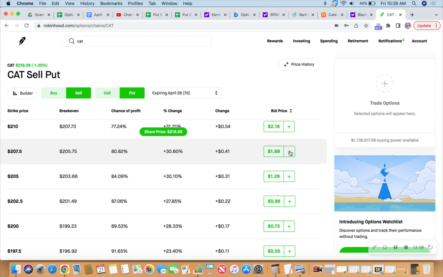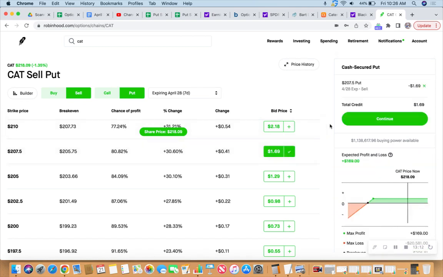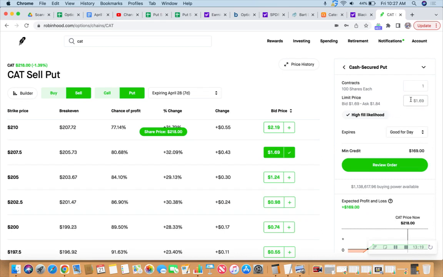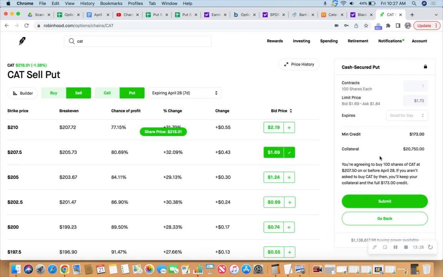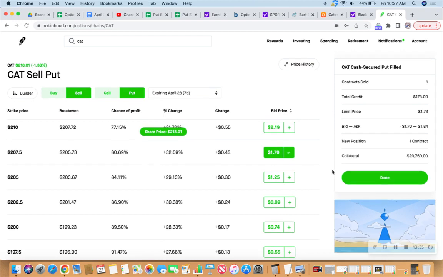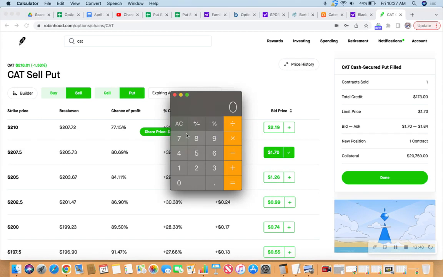So let's look at this right here, one week out, collecting a buck 69, $169 on Caterpillar. Maybe, well, for sure more. Let's go 173. How about that? A buck 73. We should definitely, or not definitely, but hopefully we can fill that. We've got a collateral of 20,750. And that did fill.